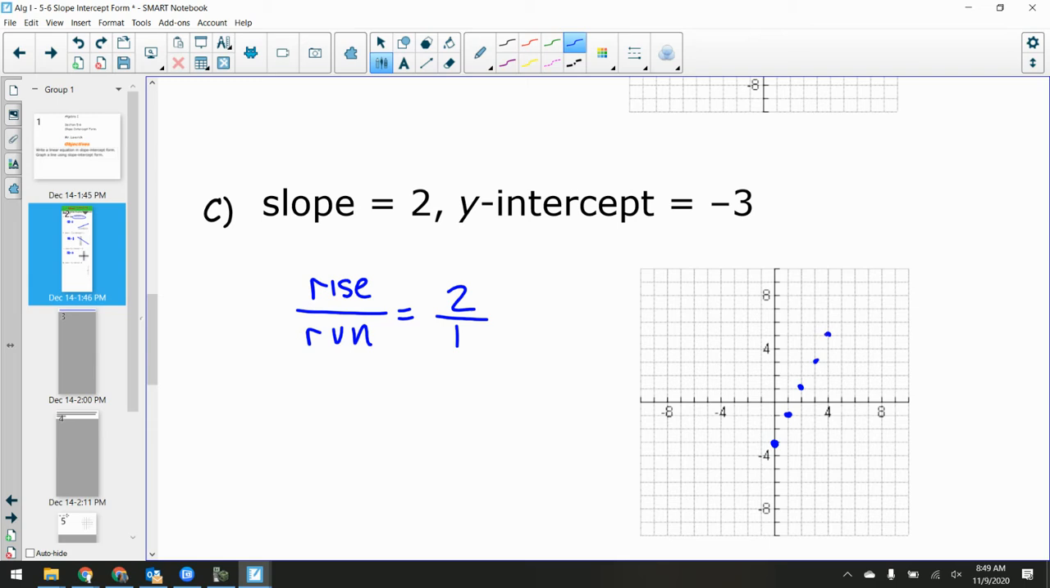Positive sloping line. I could go down 2, but then I would have to go left 1. Negative, negative turns positive. And there's my line. Again, I've got my y-intercept at -3. My slope is 2: rise 2, run 1. And it stays consistent throughout, no matter where I go on that line. Connect your dots. If you don't connect your dots, I'll take off points. If you don't put arrows on the end, I'll take off points.